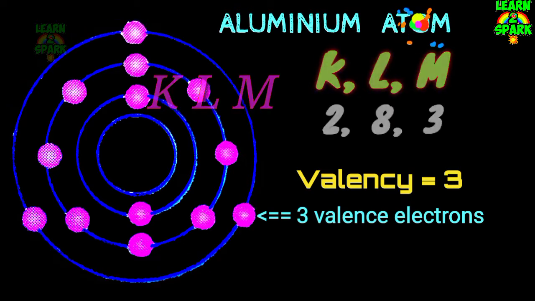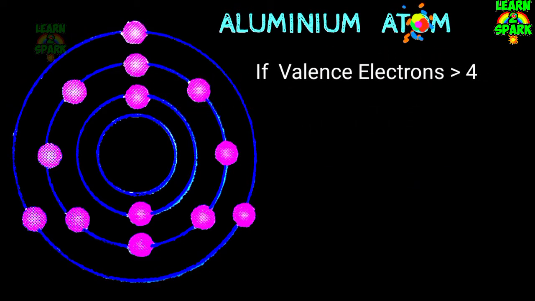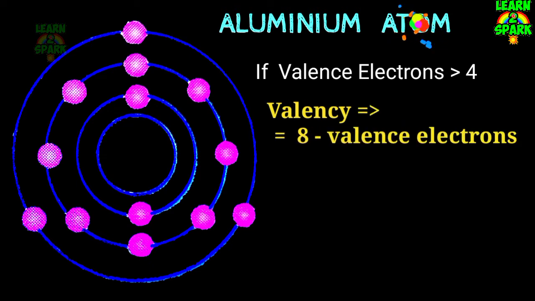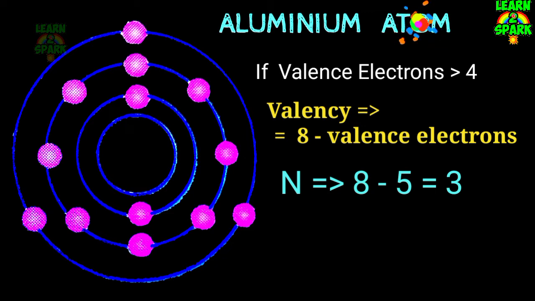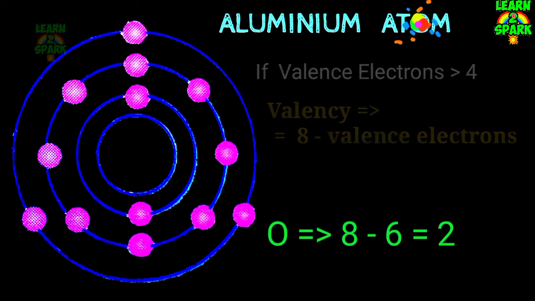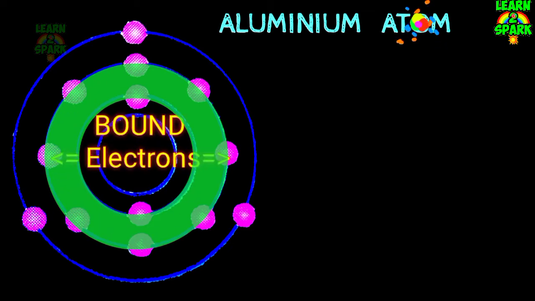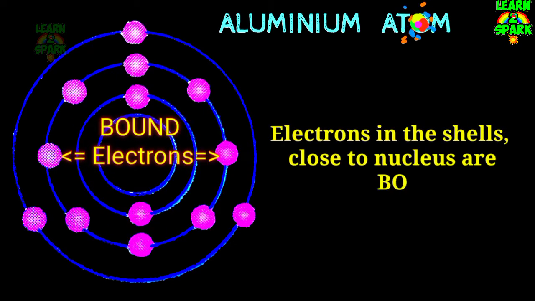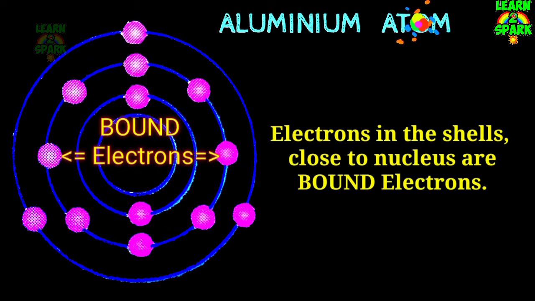But if the valence shell is having more than 4 electrons, the valency should be calculated by subtracting the valence electrons from number 8. For instance, nitrogen atom has got 5 valence electrons in its outermost orbit, but its valency would be 8 minus 5, that is 3. Similarly, for oxygen atom, it would be 8 minus 6 valence electrons equal to 2. Like valence electrons, electrons in the shells close to the nucleus are called bound electrons.